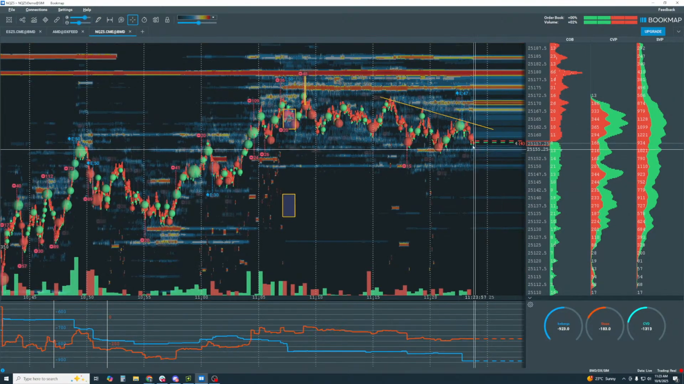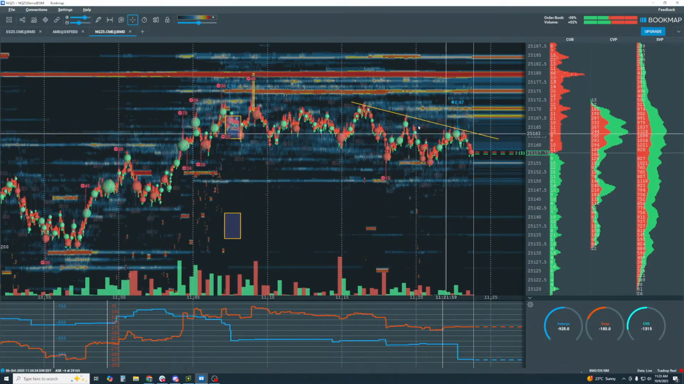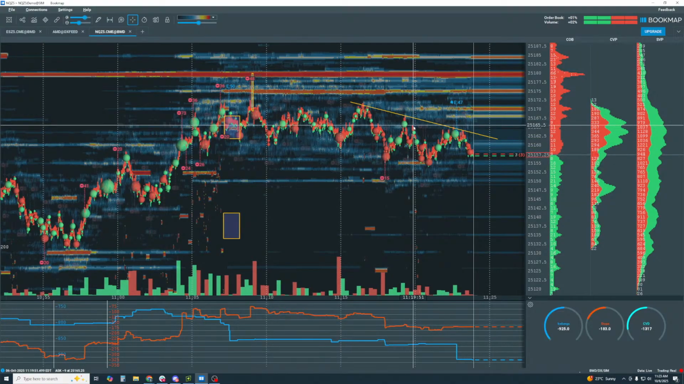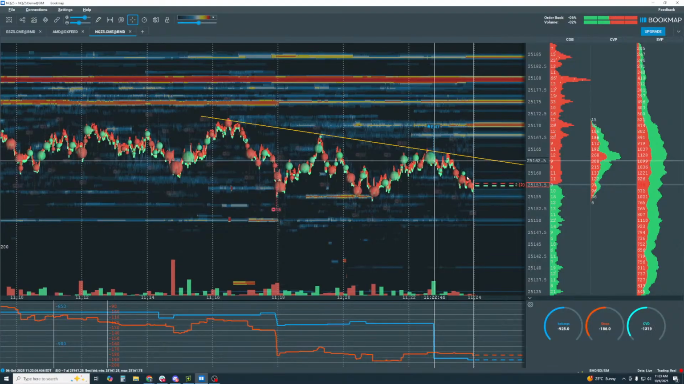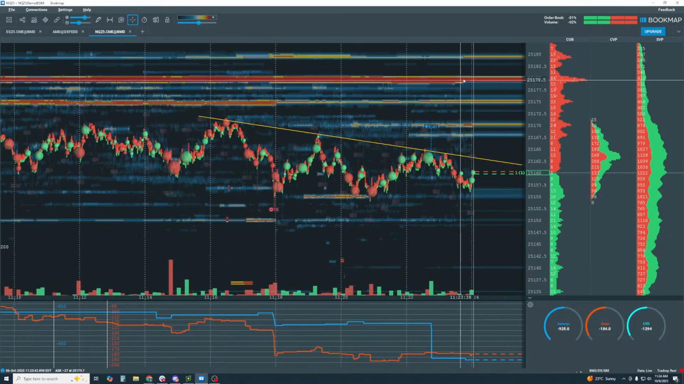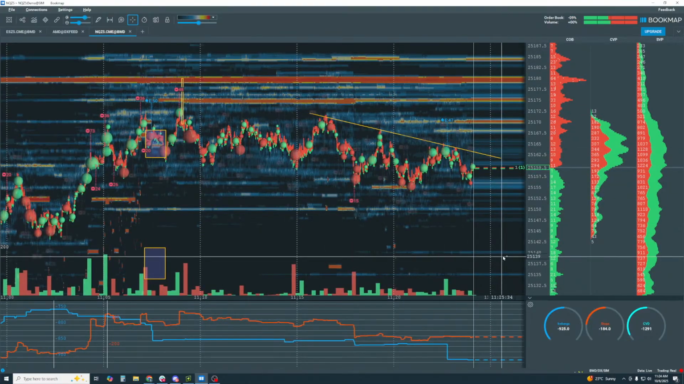Is this it? No, no way. Look at that buying up in here. It auctioned up in here. There were buyers up in here. They failed to get higher. But we can see them maybe buy down here and come back up here and then even break out, right? So this is not what we're looking for.